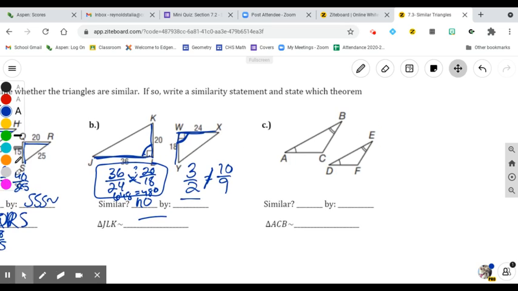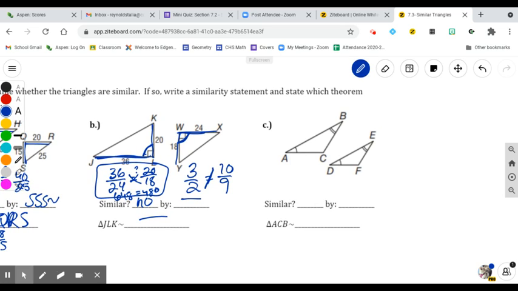And then letter C, there's actually no work to really be done here because see how A is marked as congruent to D. So that's one pair of angles. And then B and E, so that's another pair of angles. So this would be a yes by angle, angle similarity. And then let's see, we have A, C, B, so it's going to be D, F, E.